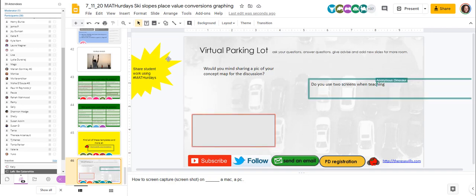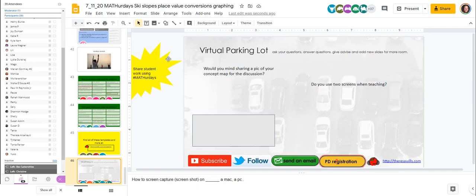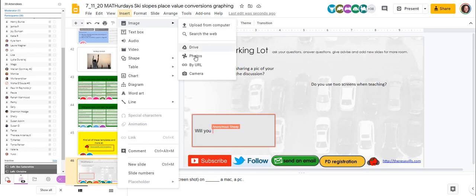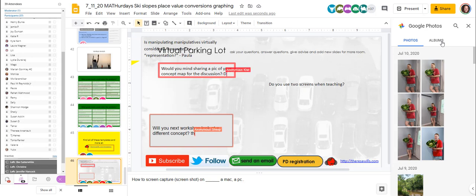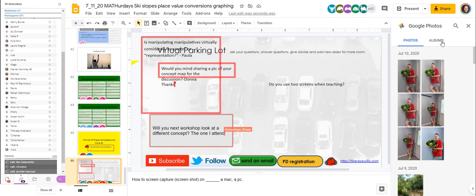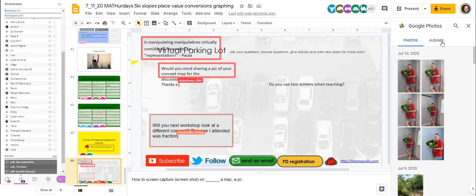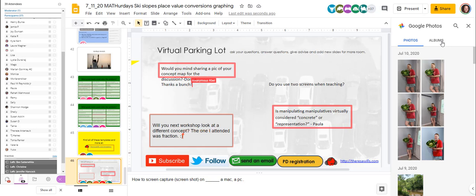Somebody's already asked for the picture of a concept map, so I'll go ahead and insert that here. Take a picture on my phone real quick. Thank you, Glenda. Alrighty, let's see if I can get that uploaded. It's uploading right now, so once that is in there, I'll be able to post it in.